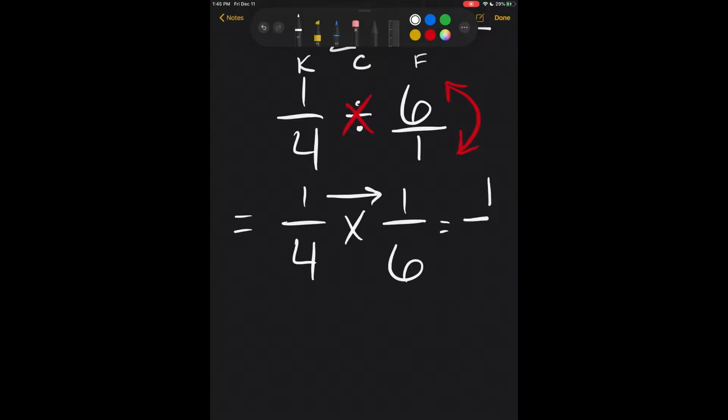We do 1 times 1 for our numerator, which is 1. 4 times 6 for my denominator, which is 24. So 1/24 is my final answer. I can't simplify 1/24 because it's got a 1 as its numerator. Can't simplify by 1.